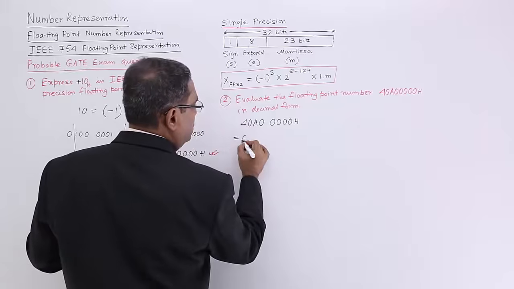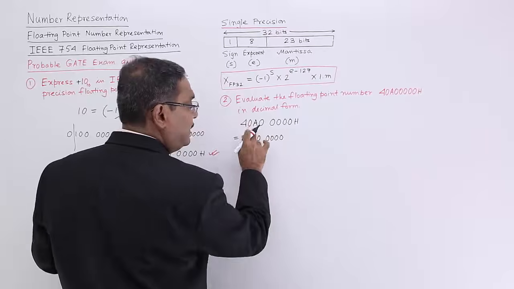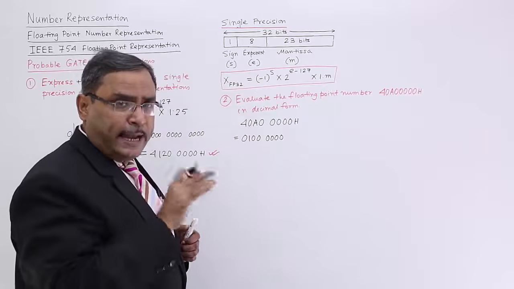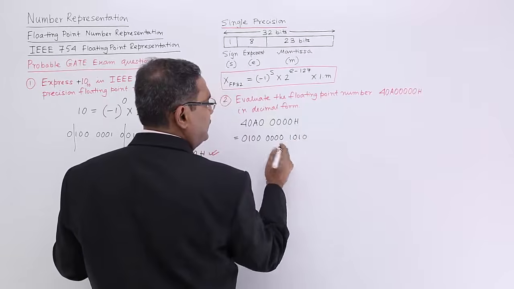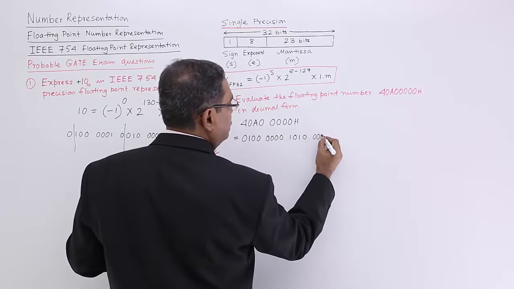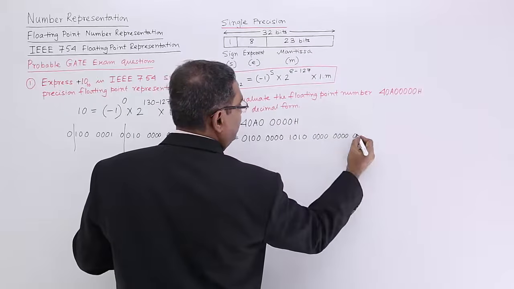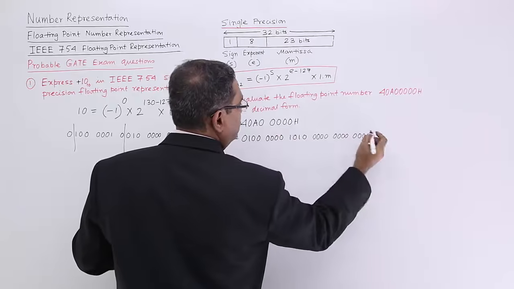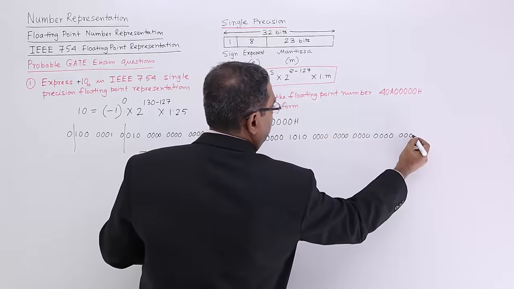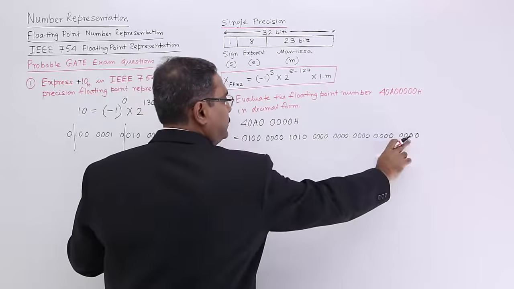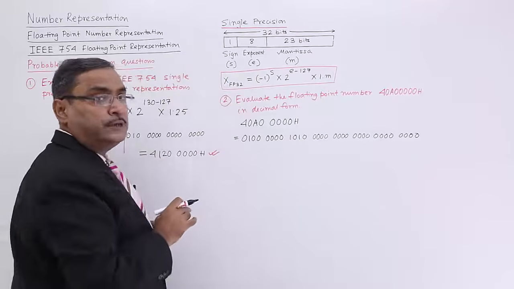What is 4? 0, 1, 0, 0. 0 means 0, 0, 0, 0. A means 10, which is 8 plus 2: 8 present, 4 absent, 2 present, 1 absent. The remaining 0s are 4 zeros each, and the last time 4 zeros. So this is the 32-bit representation: 8 into 4, 32.